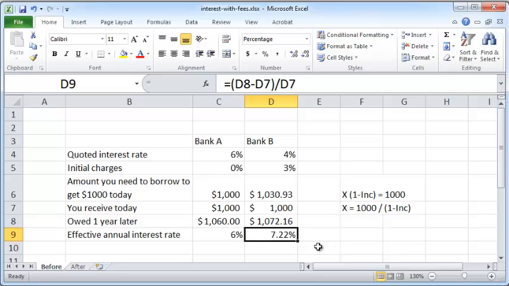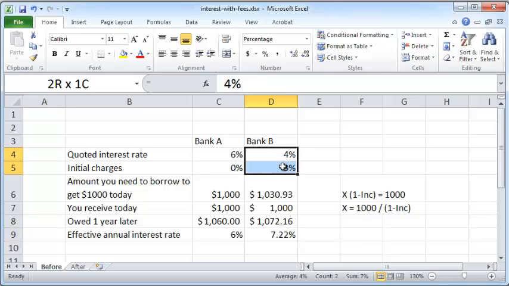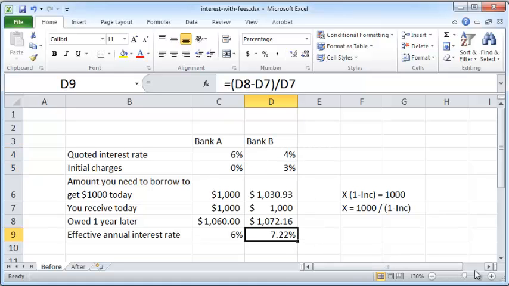So the actual interest rate that Bank B is charging you is not 4%. It's not 3%. It's not even the sum of these two. It's something higher than that. It's 7.22%. So that's how you would account for this difference in the way these two banks are charging the interest rate.